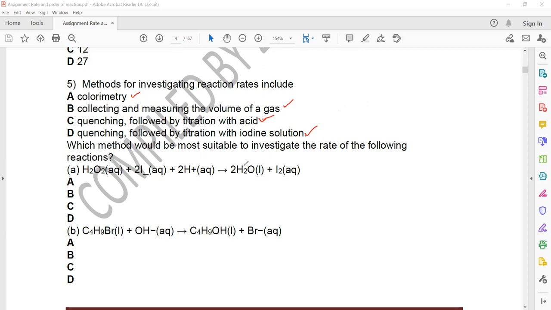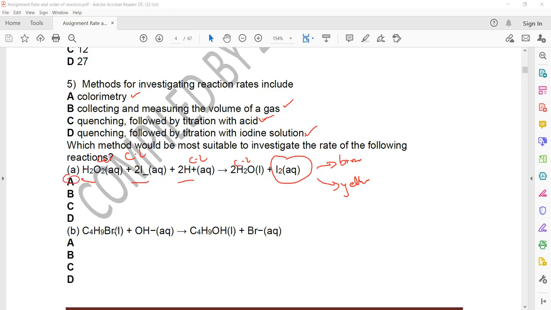Which method would be the most suitable to investigate the rate of the following reaction? Hydrogen peroxide reacts with iodide to produce an iodine molecule. Iodine, if it is high in concentration, will be brown in aqueous solution, and if it is low in concentration, it will be yellow. The others are colorless. So which method is the most suitable here? Colorimetry. So A will be the right answer.